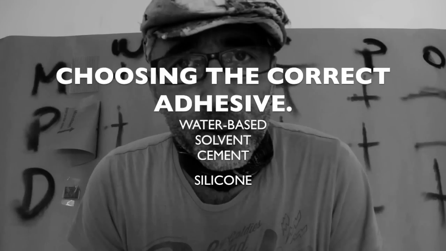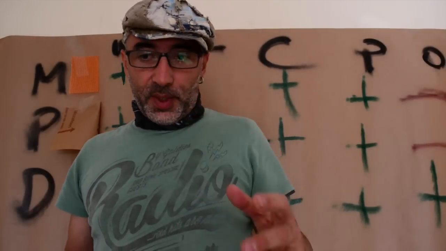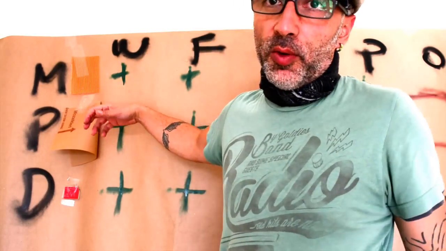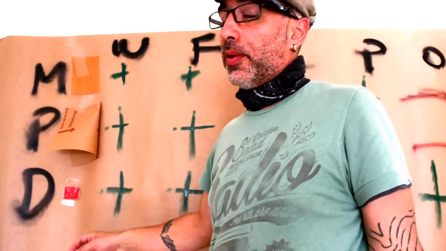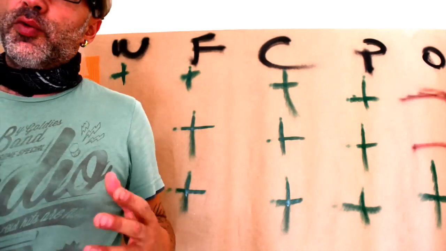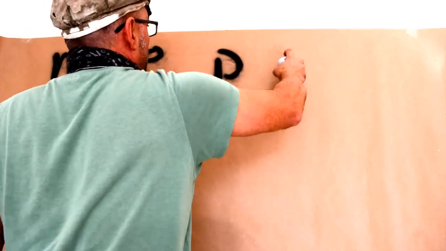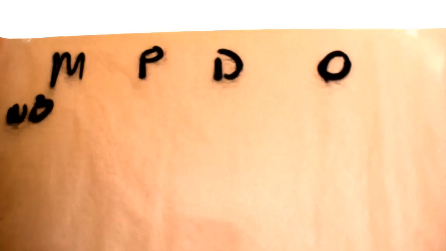So let's talk about what kind of adhesive we can use when we work with mesh, when we work with paper, or when we want to work directly on the wall. Mesh, paper, direct, and others. Water-based, solvent, adhesive, cement, and silicone.